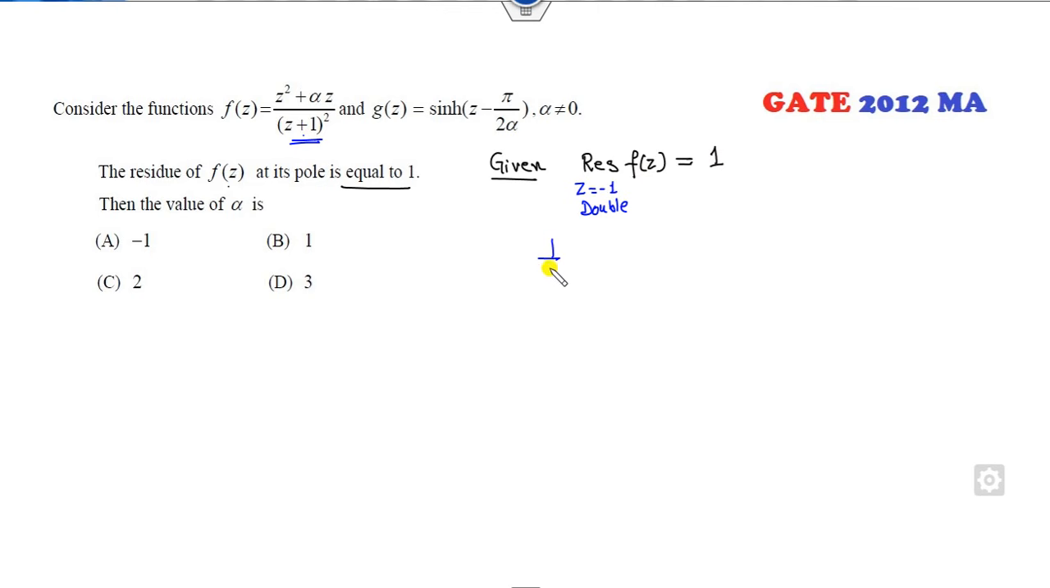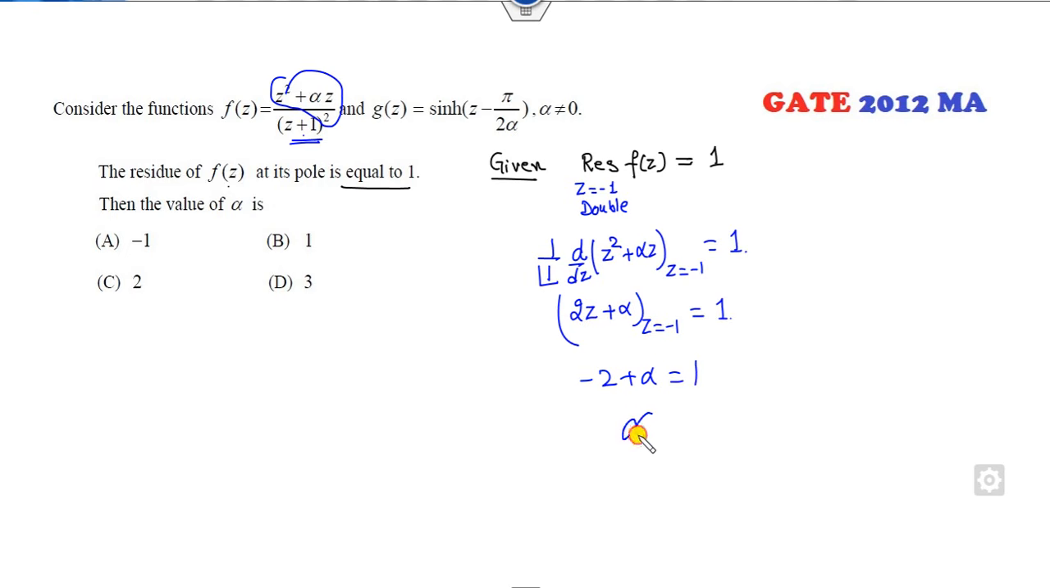So what is the meaning of the double pole? It's 1 factorial times the first derivative of this numerator part, that is z square plus alpha z, at z is equal to minus 1. So what is the right answer of this? If you take the derivative, 2z plus alpha at z is minus 1. So minus 2 plus alpha is 1, alpha will be 3, which is the right answer of the problem. Fine, this is a GATE 2012 question.